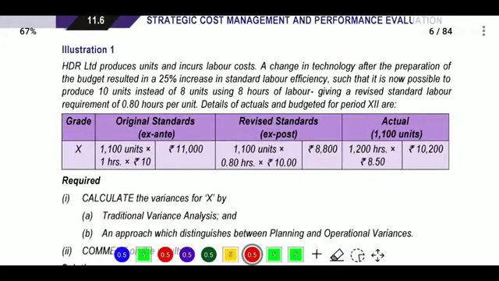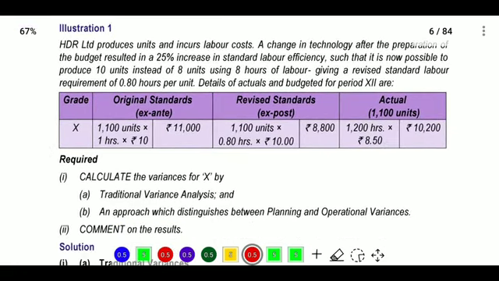Now we will see one illustration. In illustration number 1, what they provided: HDR produces units and incurs labor cost, and a change in technology after preparation of the budget resulted in a 25% increase in the standard labor efficiency, such that it is now possible to produce 10 units instead of 8 units. So firstly they assume 10 units. Now it will go for 8 units using 8 hours.